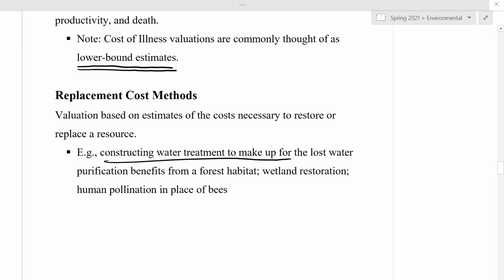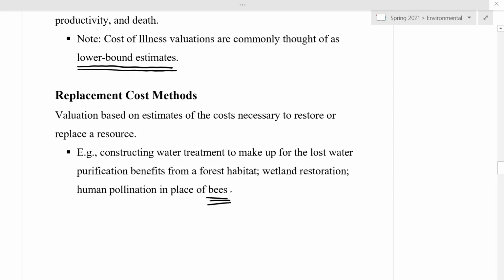Also, construction for water treatment. If we again lose the water purification benefits from a forest habitat, wetland restoration, bees do a great job pollinating. Theoretically, humans could pollinate everything, but that would be a very, very expensive thing to do. So what we could do to assess the value of bees existing is estimate how much it would cost for humans to go around and do all the pollinating.